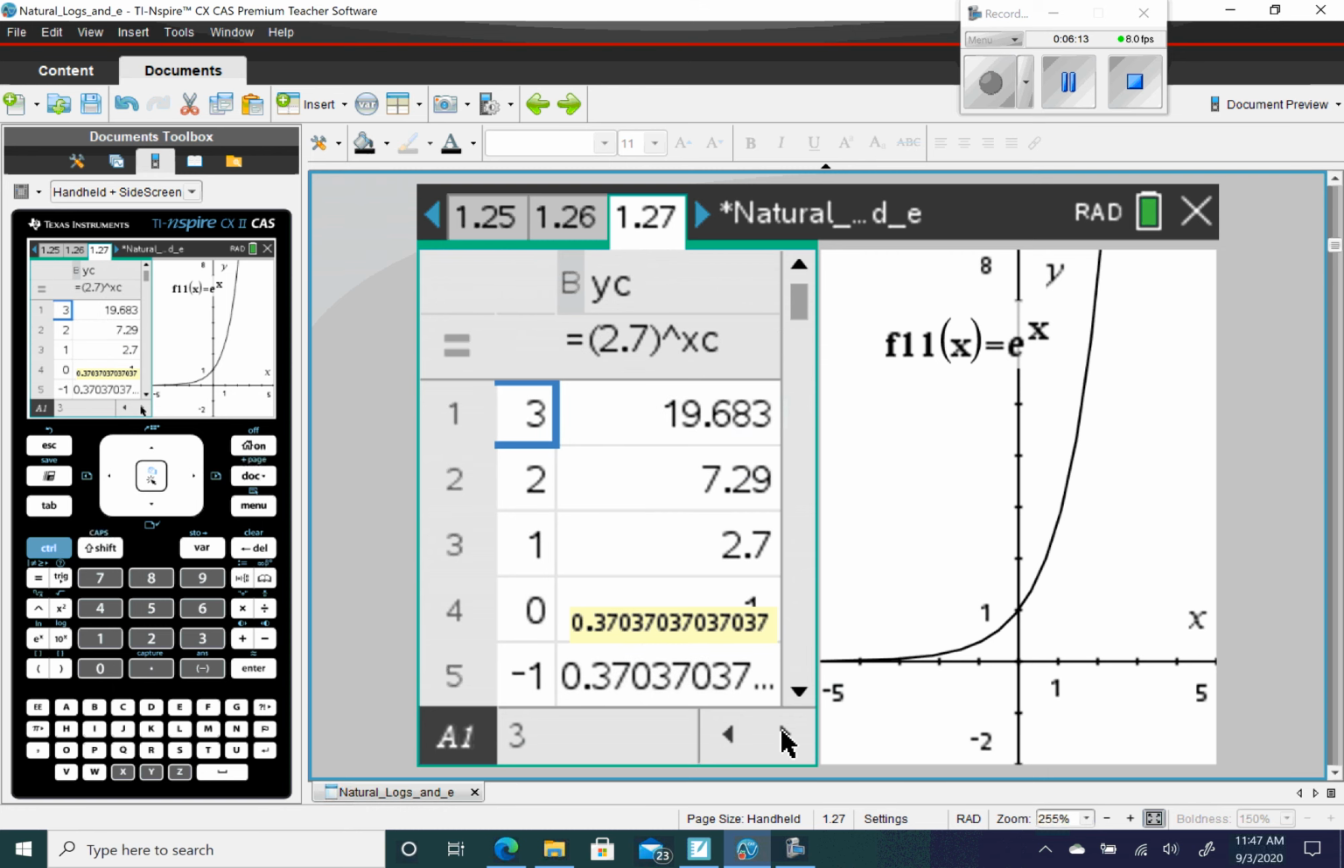All right, so this is just showing a table of values. You don't have to try to get to this screen, but when x is 3, 2, 1, 0, just to check with your values that you were able to come up with.